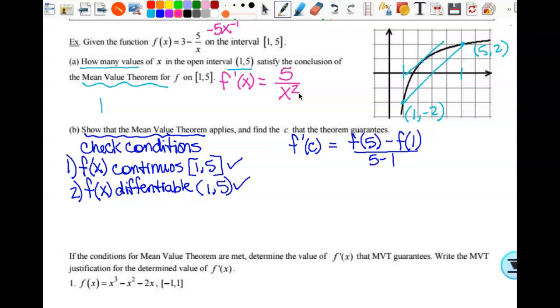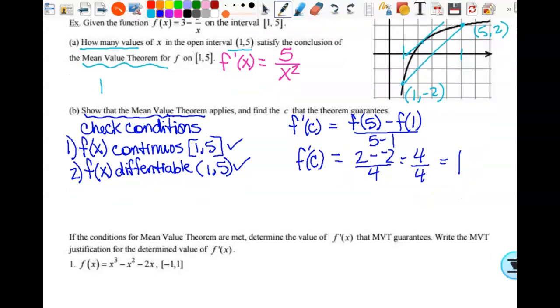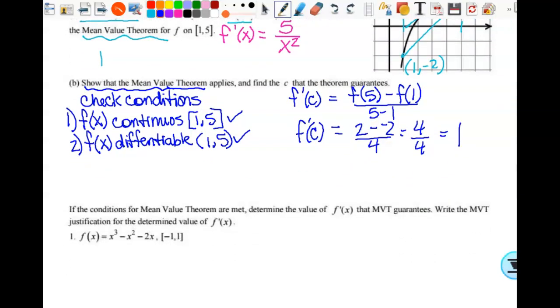All right, so I have that. Let's go ahead and finish this part out here. So f of 5, what's f of 5? 2 minus f of 1 is negative 2 over 4, right? So f prime of c. And then this is going to give me 4 over 4, which is 1. Okay, so that's this. We get 1 here on this side.